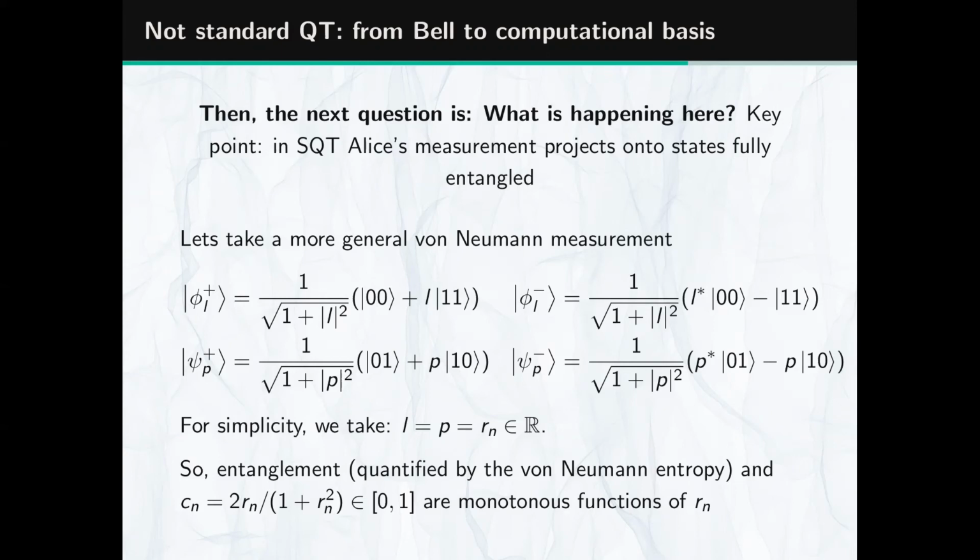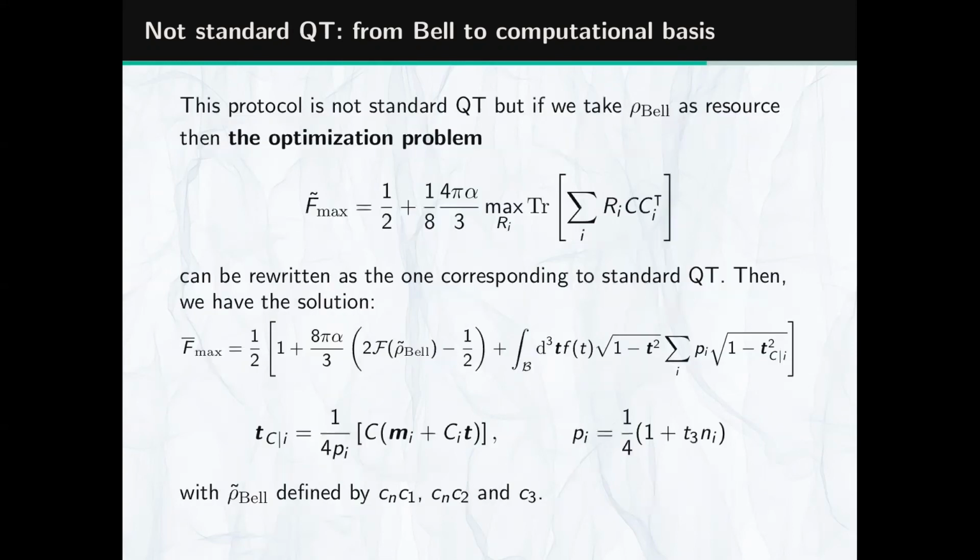It is important to remark that this expression is a monotonic function of the entanglement quantified by the von Neumann entropy. And we will use this expression to move the measurement and move the entanglement of the basis. But if we change the measurement, this protocol is not a standard QT. Correspondingly, we should face another optimization problem.